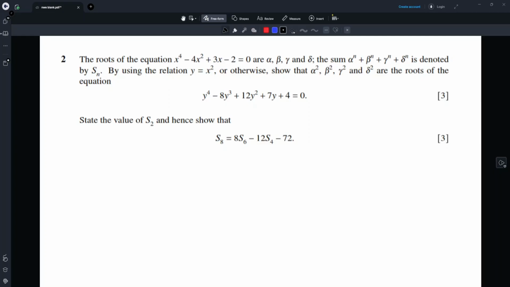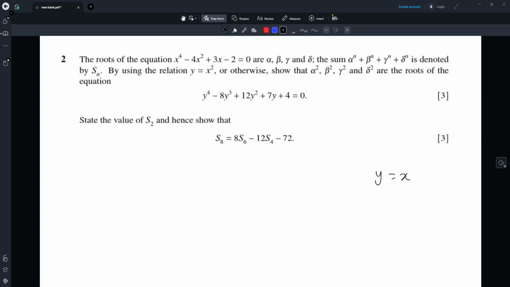And the sum is denoted by Sn, the sum of the roots with the nth power for each. And using the relation, show that alpha squared, beta squared, gamma squared, and delta squared are roots of the equation. So because the roots themselves are being squared, the substitution is going to be squared here. And then we have this little thing which I have to show. So this is how I do it.